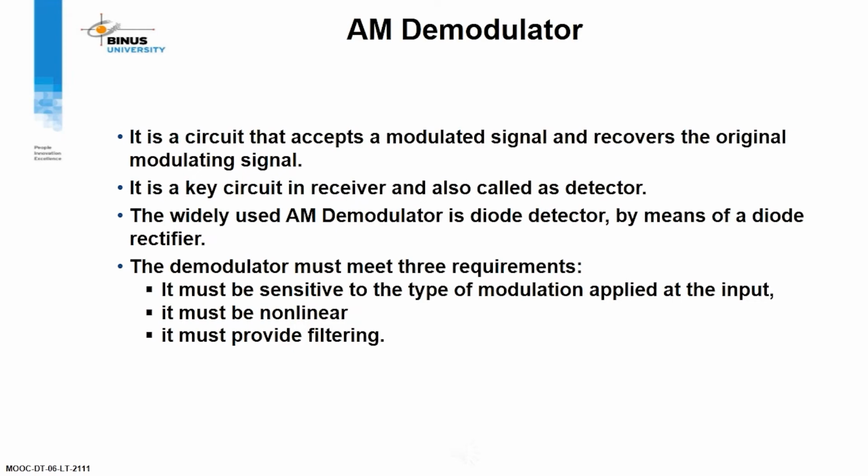AM demodulator. It is a circuit that accepts a modulated signal and recovers the original modulating signal. It is a key circuit in the receiver and is also called a detector. A widely used AM demodulator is the diode detector, by means of a diode rectifier. The demodulator must meet three requirements. It must be sensitive to the type of modulation applied at the input. It must be nonlinear. It must provide filtering.